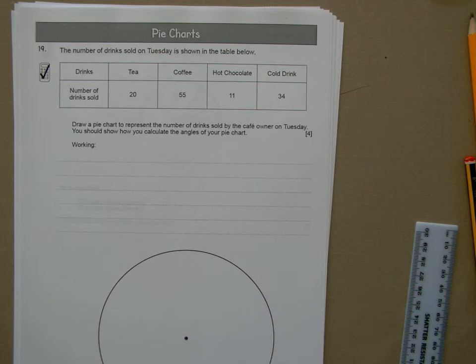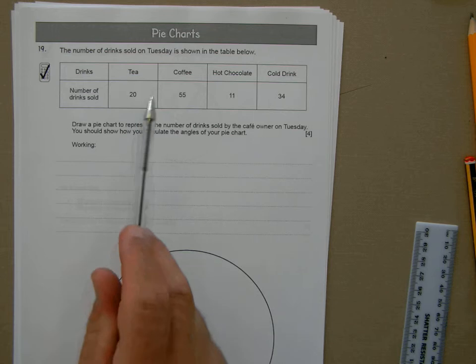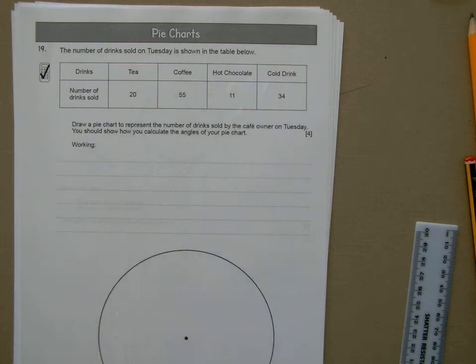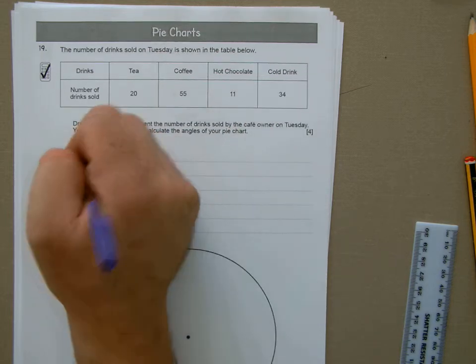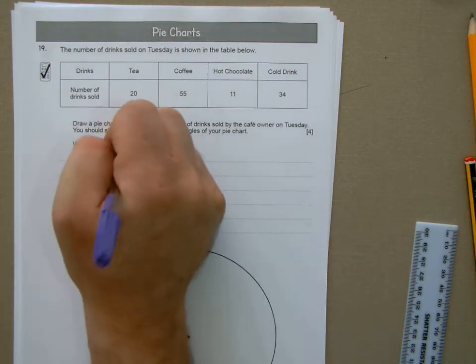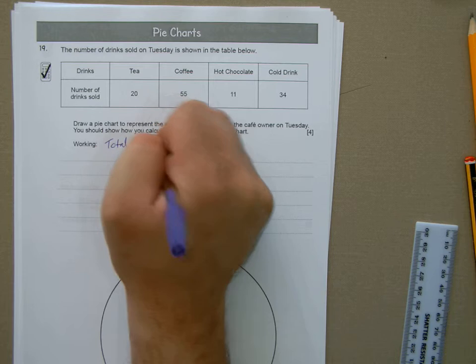So here we're asked to draw a pie chart to represent the number of drinks sold. Okay, different types: tea, coffee, hot chocolate, cold drinks. The first thing you need to do is to work out the total number of drinks to start with. So to get the total, we need to add these together.